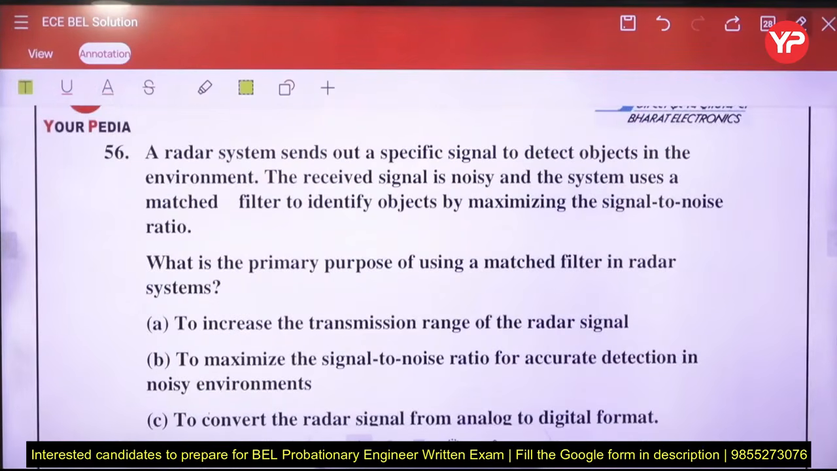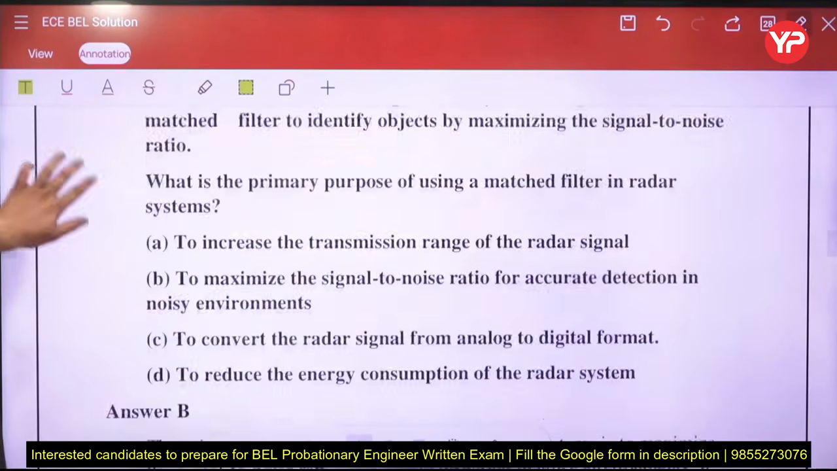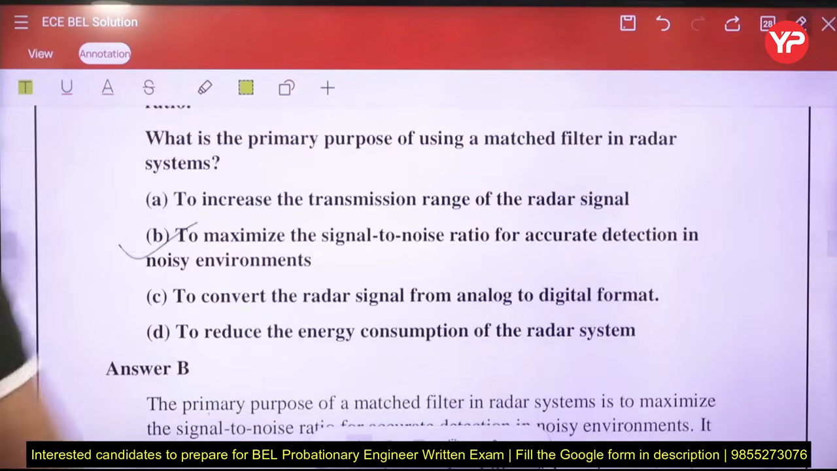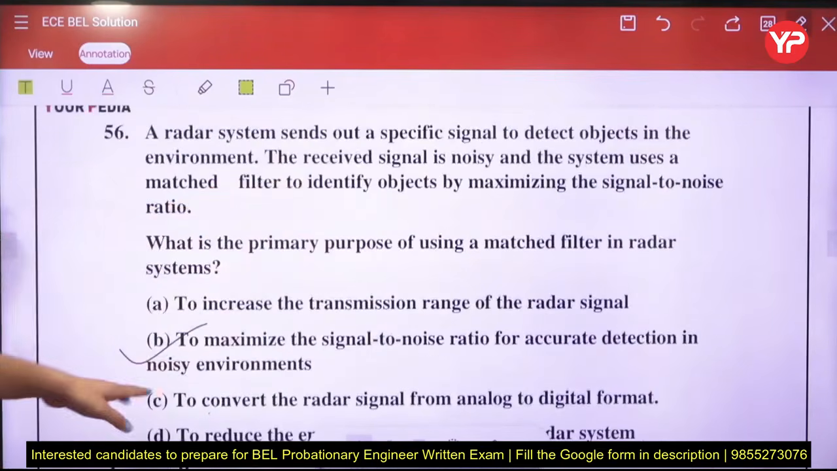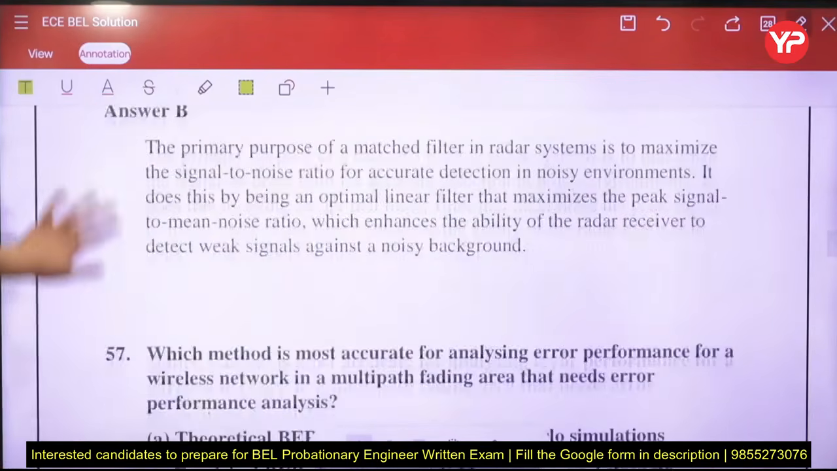A radar system sends out a specific signal to detect an object in an environment. The received signal is noisy and the system uses a matched filter to identify the object by maximizing the signal to noise ratio. So what is the primary function in the radar system? To maximize the signal to noise ratio for accurate detection in the noisy environment. That will be the use of the matched filter. See, the answer is already given here. You can check which paragraph is matching that one.